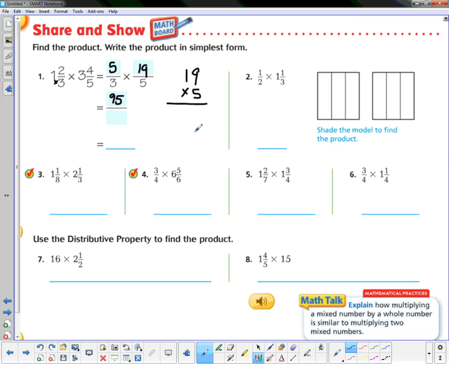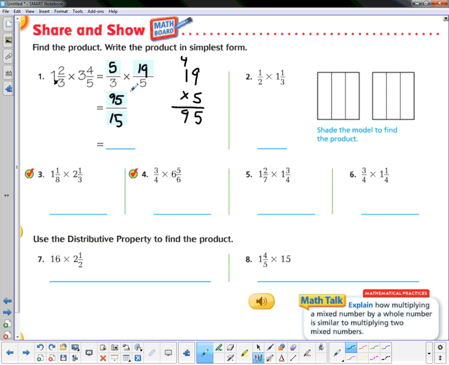5 times 9, that's 45. Put my 5 down here and my 4 up here. 5 times 1 is 5, plus 4 is 9. So that's how we get the 95. 3 times 5, that's 15. And then I have to simplify it because that's an improper fraction.